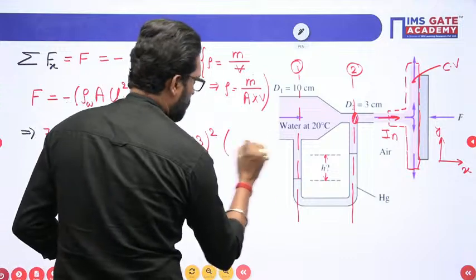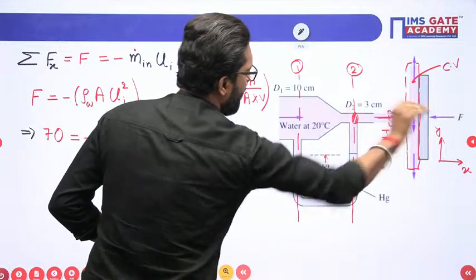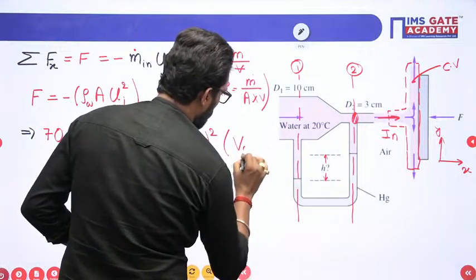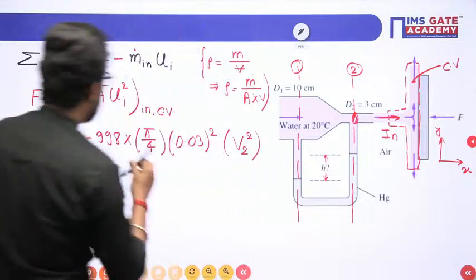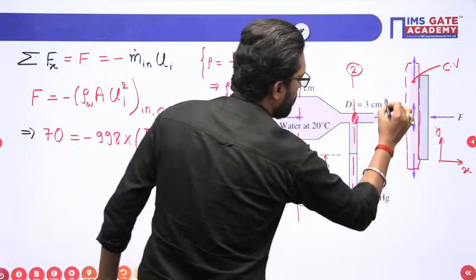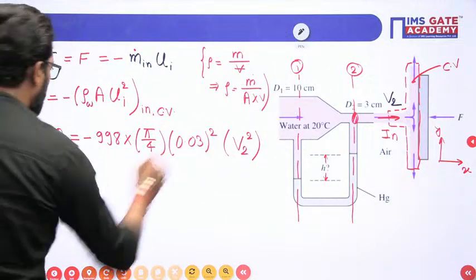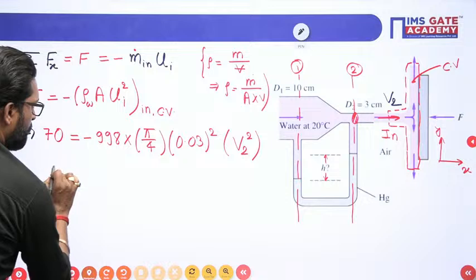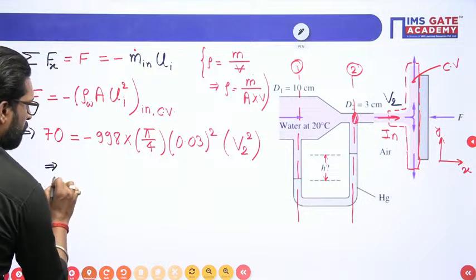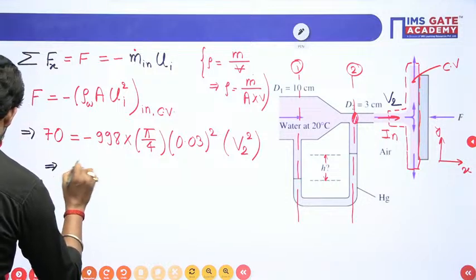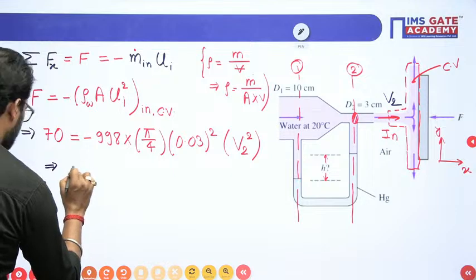And what is the velocity? You don't have a velocity. So in it is your V2. In it, what is the in velocity? In velocity is your V2. Okay. So from here you can easily find what is the velocity V2.